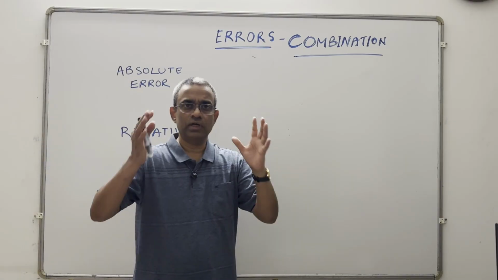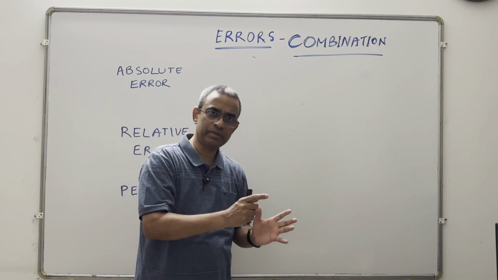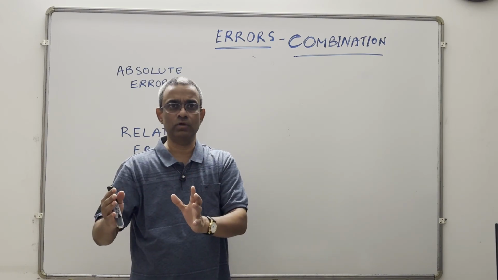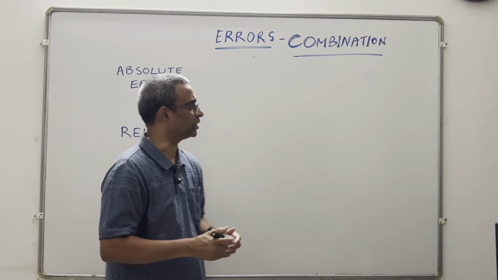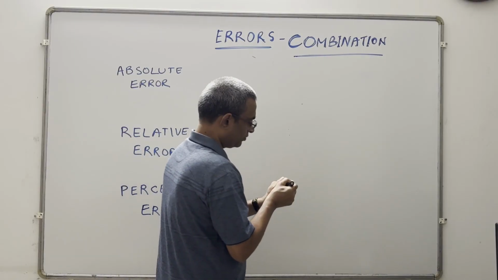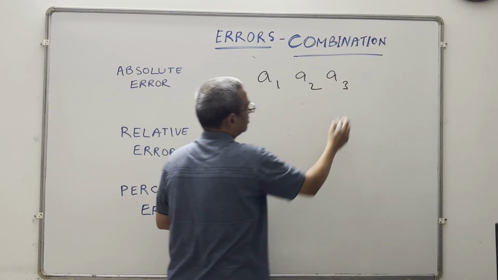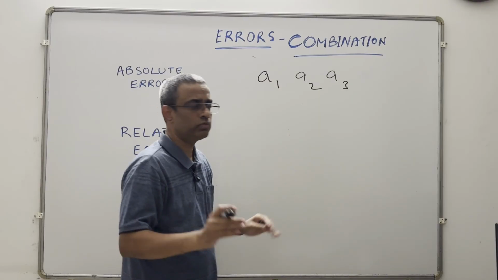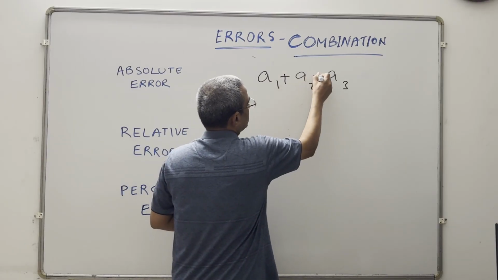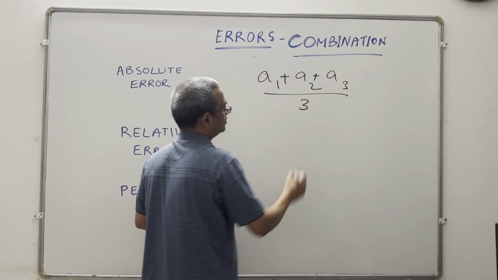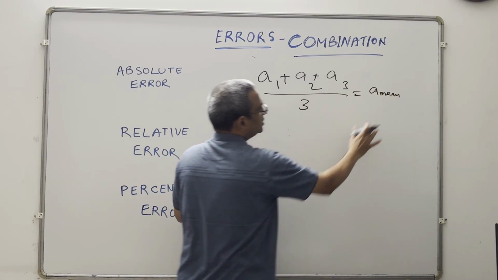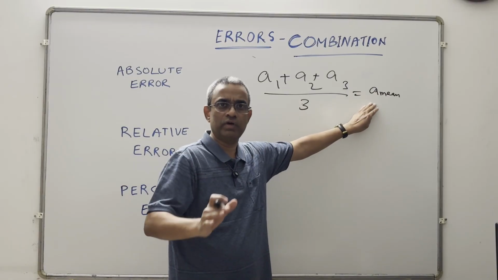Absolute error: the difference between an individual measurement and the true value is called the absolute error. So let us say we have made three measurements, A1, A2, and A3. The true value is considered to be the average of these, and this is denoted by A mean. Now this is considered as the true value.